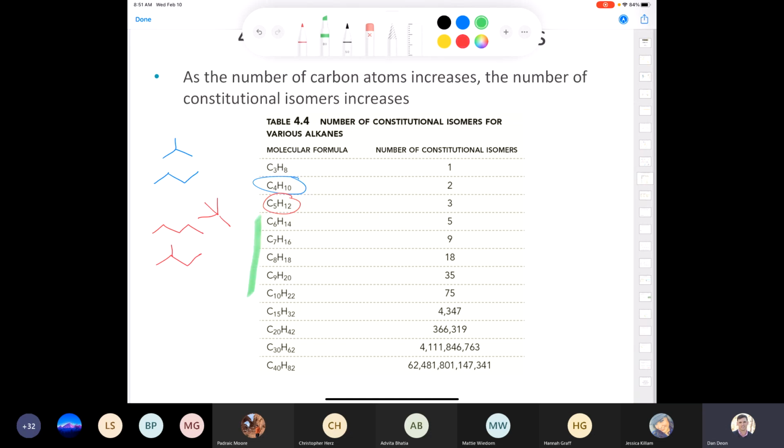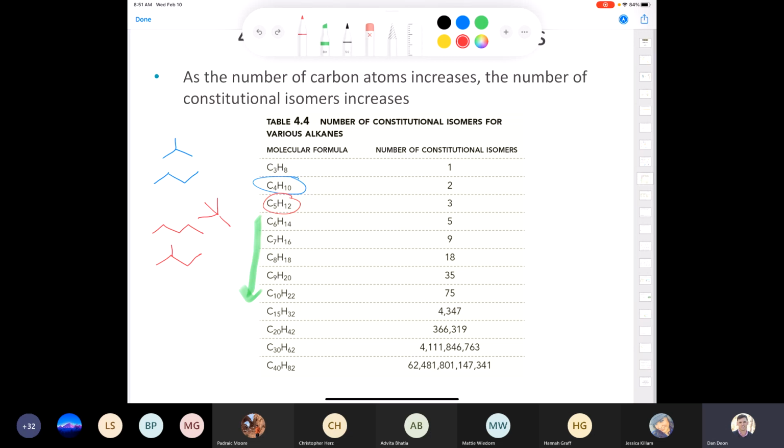Once you get into more and more carbons, you get up to 15 carbons, there's 4,000 possibilities, and 40 carbons, I mean, then it's just, maybe I'll put that as a bonus question, right? Draw all the isomers of C40H82. Anyhow, it gets out of hand really quickly, and there's no simple formula for us to predict how many constitutional isomers there are for a specific formula.